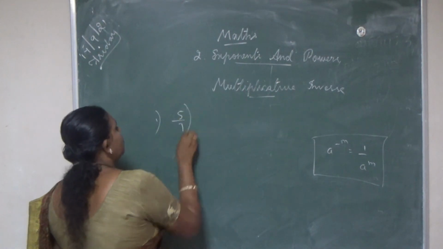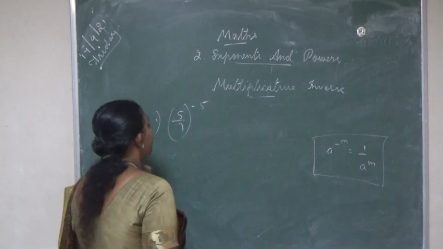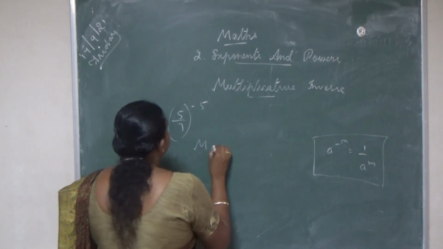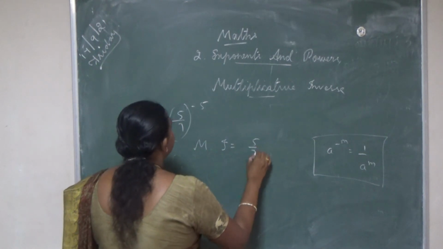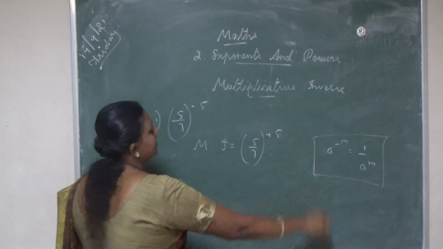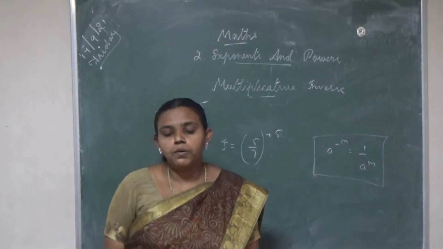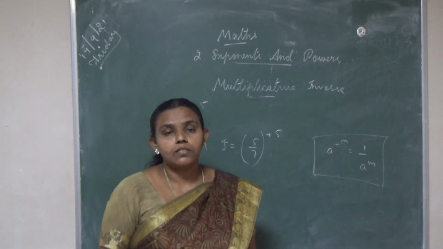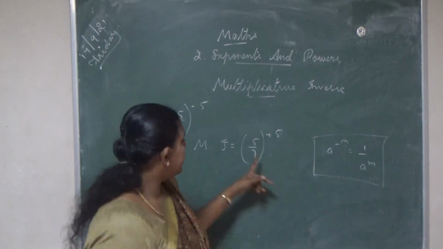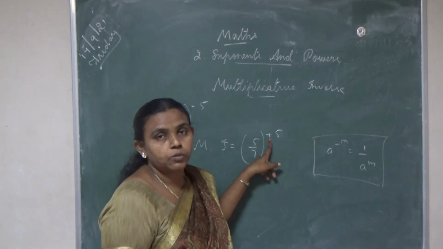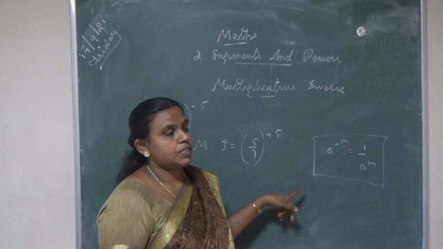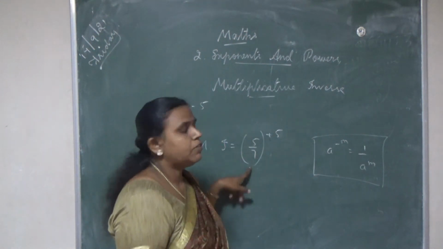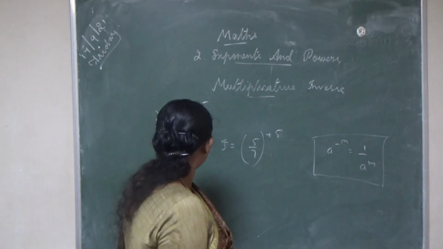5 by 7 the whole power minus 5. So what is the multiplicative inverse? Multiplicative inverse is 5 by 7 the whole power plus 5. Is it? So whether the exponent is a positive number? Yes. So we don't want to change this. It is already a positive exponent, so I don't want to convert this into a negative exponent, because the multiplicative inverse of 5 by 7 the whole power minus 5 means 5 by 7 the whole power plus 5.